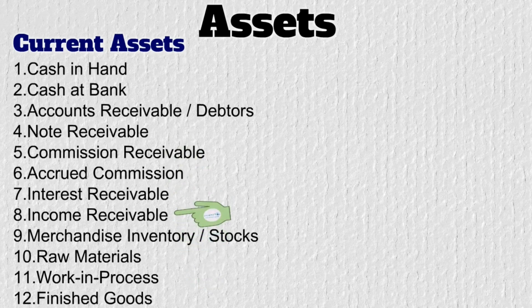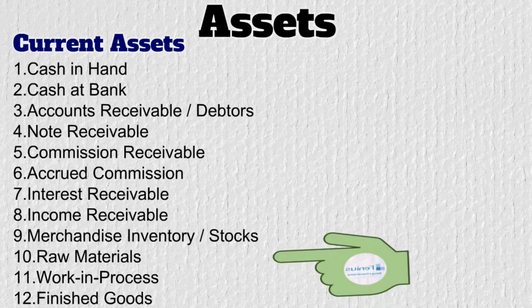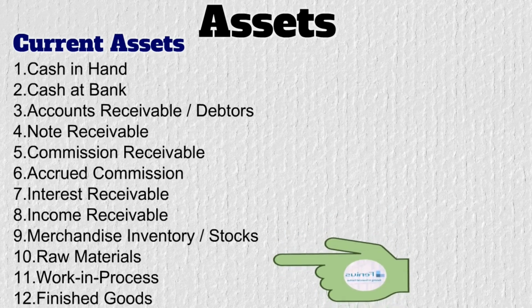Income receivable means any income that you are expecting from the person who has received your goods or services. Merchandise inventory or stock is an important account. Merchandise inventory, stock, raw material, work in process, and finished goods are similar accounts. Merchandise inventory is a trading good and it is used in a trading organization, whereas raw material, work in progress, and finished goods are our asset, but we use them in manufacturing concerns or manufacturing organizations. Again, the purpose is the same: we want to sell our goods in future.